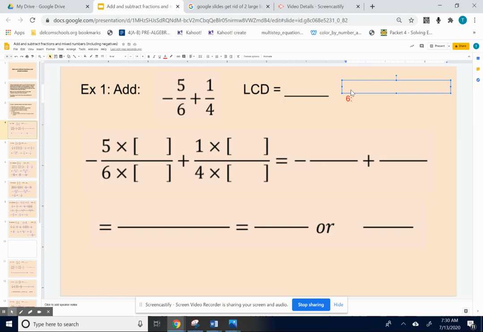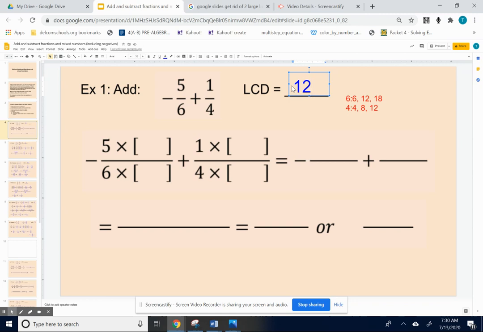So if you start counting by 6s, 6, 12, 18, and then count by 4s, we start with 4, 8, 12. The first number that's common is the 12, so that's the least common denominator. So 12 is the least common denominator, so just put that in that blank.